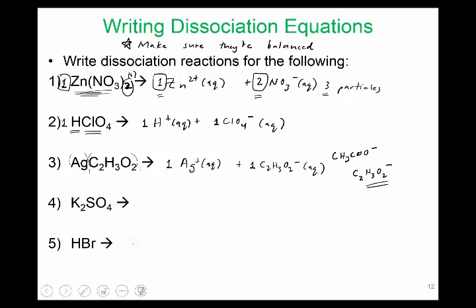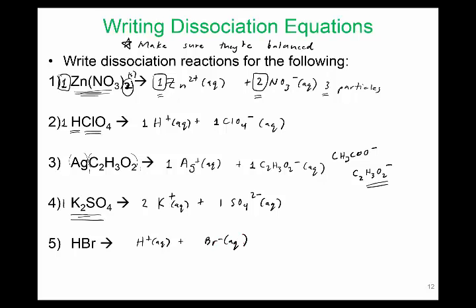Okay, potassium sulfate would be K plus and SO4 2 minus, (aq). There's 2 potassiums in the formula, so every time one of these dissolves, you'll get 2 potassium ions. So the ratios are 1 to 2 to 1. Okay, and then HBr, hydrobromic acid, we have H plus, aqueous, and Br minus, aqueous.